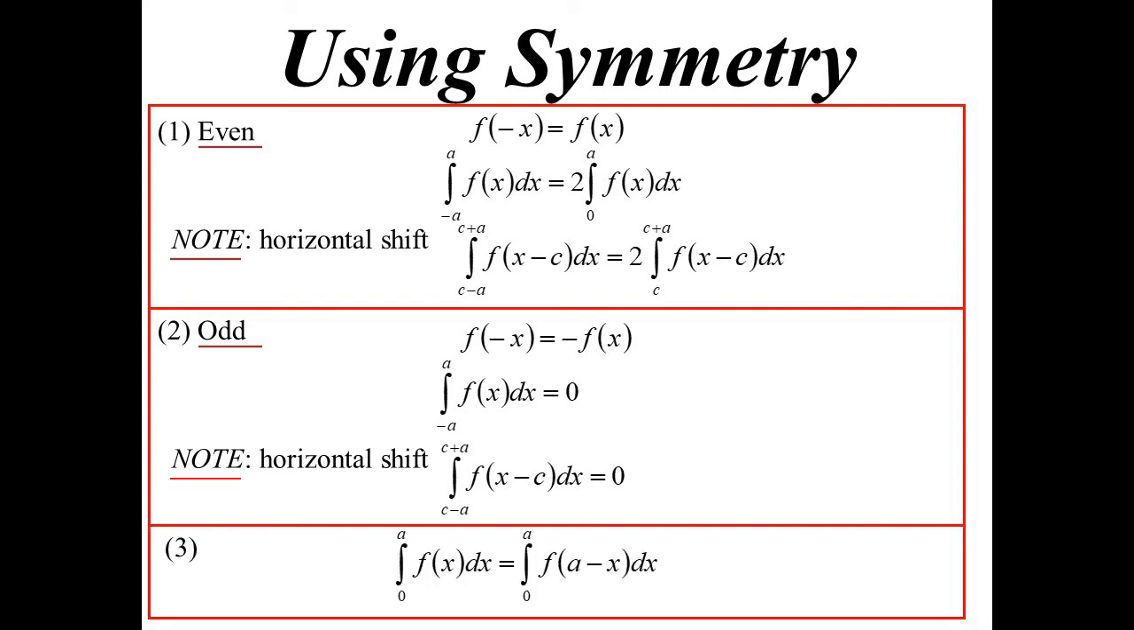Now, this one here can be very useful. The integral from 0 to a of function x will actually give you the same answer as the integral from 0 to a of function a minus x. Because if you recall, what does function a minus x produce? Reflection in a on 2. So if you're reflecting in a on 2, well, it's going to be the same area from 0 to a.